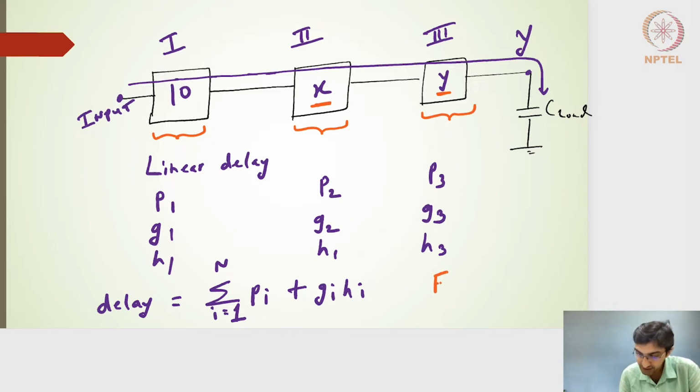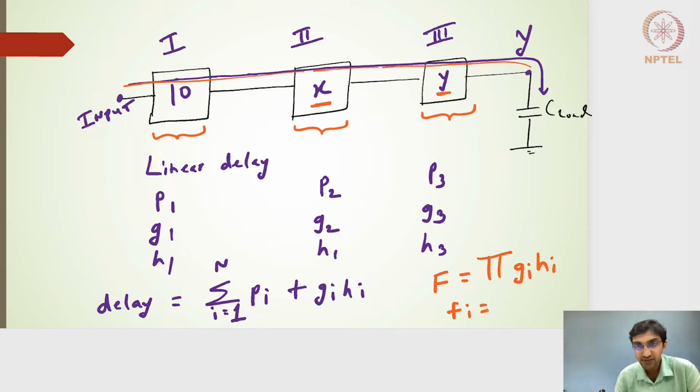We will find out the overall path effort for this particular path, so that we can calculate it using Gi, Hi, and the product of all the 3 stages. Based on that, we should be able to find the best individual stage effort, so that we will get the minimum delay, which turns out to be nothing but f raised to 1 by n. So the 1 by nth root of the path effort should give me the best individual stage effort, so that we will get the minimum delay.